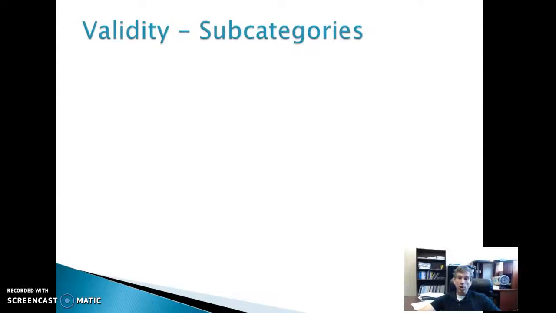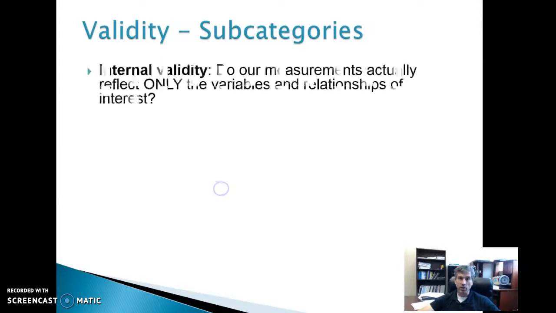When we talk about validity, we usually talk about different subcategories, and they're called internal and external validity. You can think of it as validity or accuracy inside the study for internal stuff, and validity or accuracy outside the study for the external stuff. So we'll start with the internal piece. Internal validity looks at the notion of whether or not our measurements reflect only the variables we're interested in and only the variables we're trying to assess.